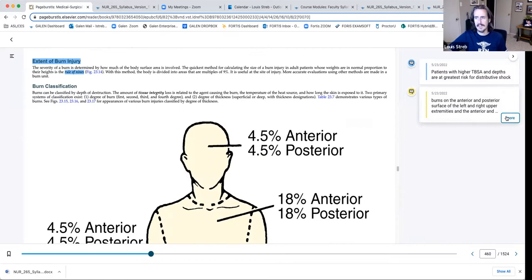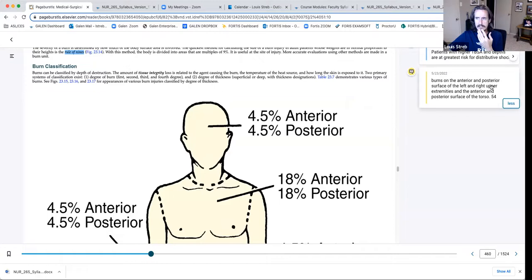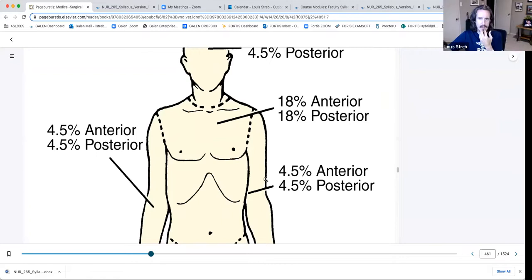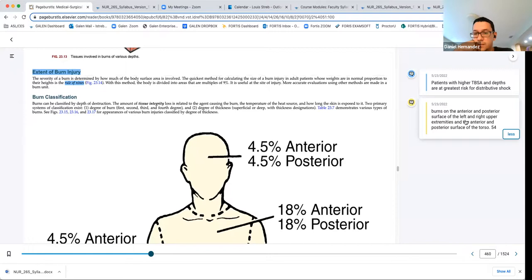I found this in an example. And the posterior surface of the torso. We know the posterior surface is 18. So what's 18 and 18? 36. Now anterior posterior, right? So we got the whole nine, 18. So it looks like that's 18 times three, no? Yeah. So that's what I would go with, which is 54, right? Somewhere around there.